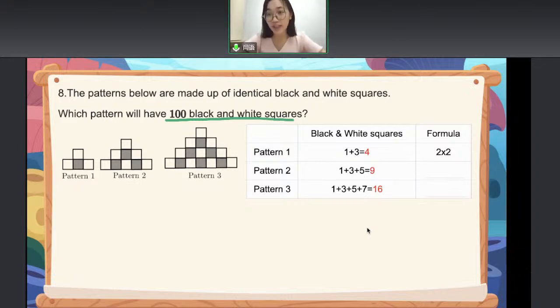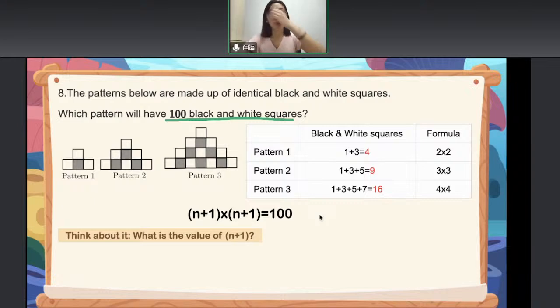And what about 9? How can we get 9? Yes, it should be 3 times 3. And how can we get 16? It should be 4 times 4. Okay, now the question is, we know that the sum is 100. Question, how can we get the number multiplied by itself? And then you can get 100. Any idea? What number multiplied by itself equals to 100? Yes. So it should be 10 times 10 equals to 100.